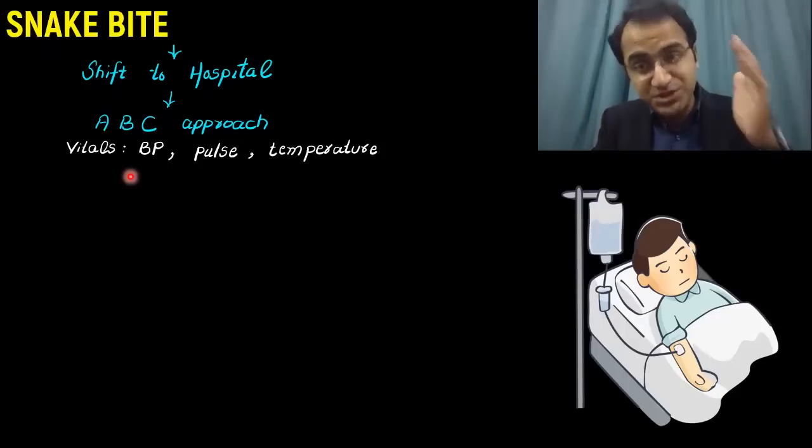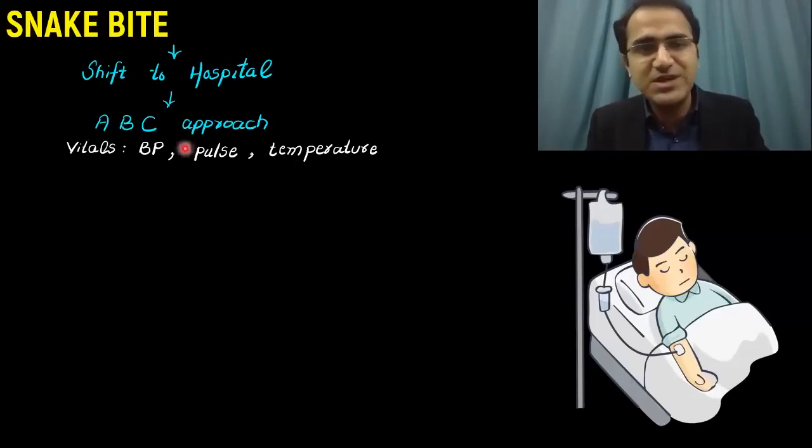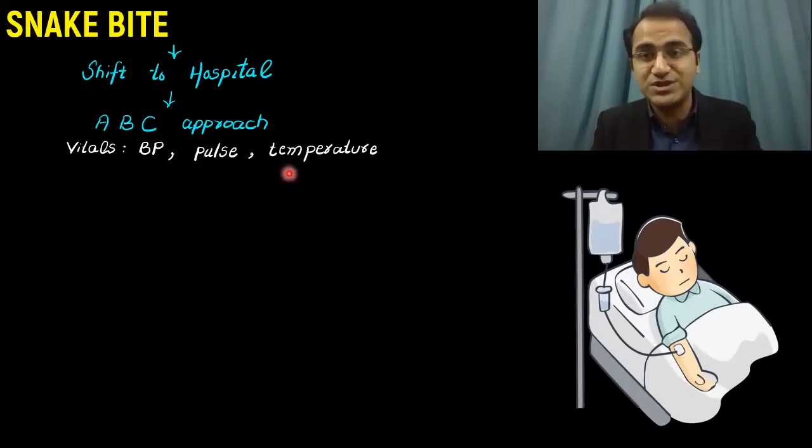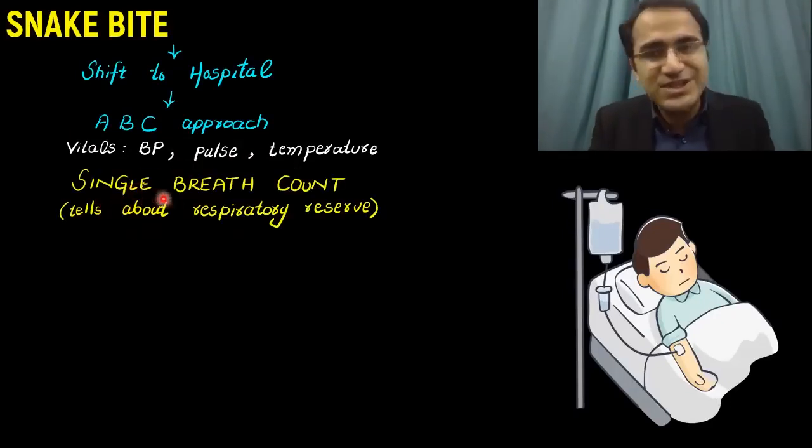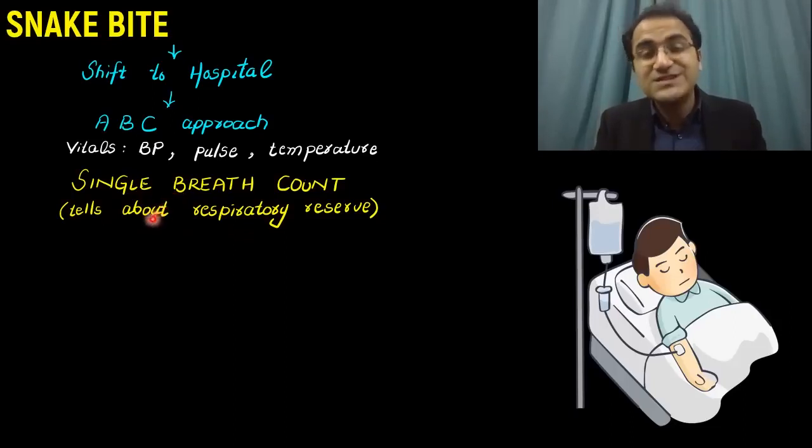When the patient has been shifted to the hospital, you approach the patient with the ABC approach. You check the blood pressure, you check the pulse, you check the temperature of the patient. An important vital that you have to take with these vitals is the single breath count. What is single breath count? Single breath count tells us about the respiratory reserves.